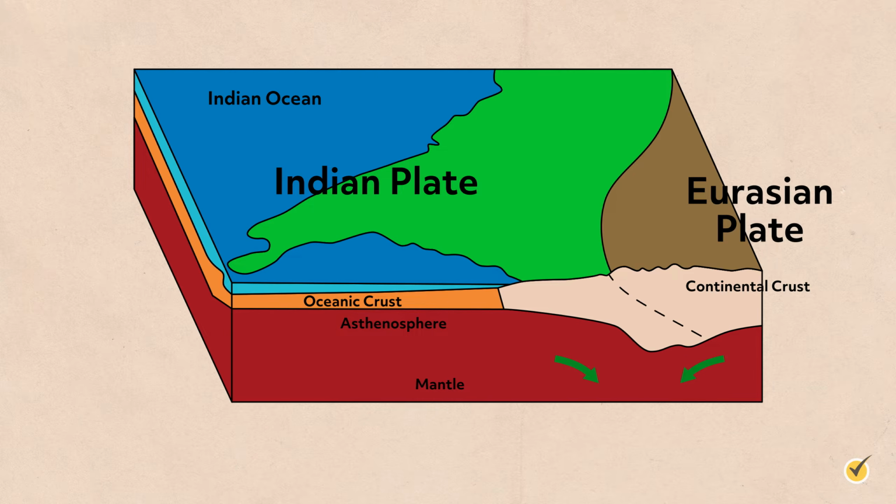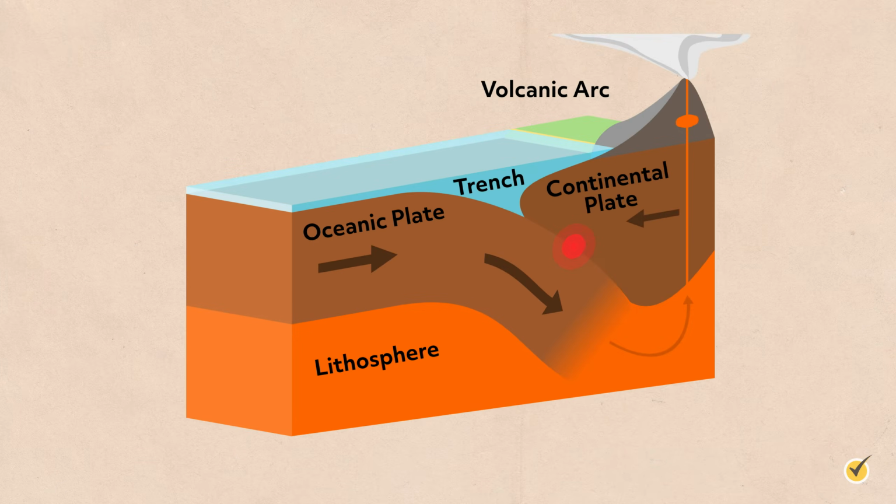Look at the cross-section here. The two colliding upward arrows indicate the movement of the Indian plate and the Eurasian plate. Along the dotted line is the Himalayan mountain range. Another example of a convergent plate boundary is a subduction zone where we find deep ocean trenches like the Mariana Trench, the deepest trench known on Earth.